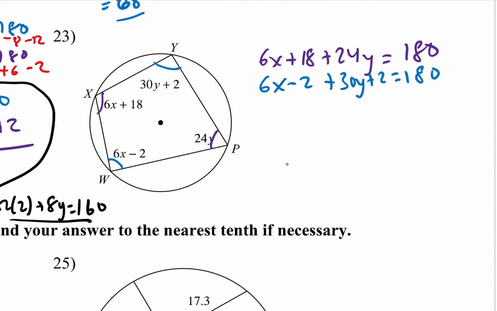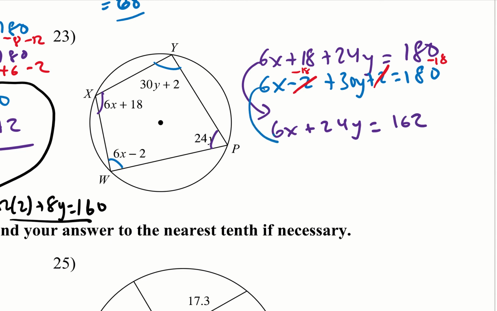So again, let's subtract this 18 over. And let's add this 2. And oh, well, plus 2 and minus 2 cancels out. So they really go away already. So we don't have to worry about that. Okay, so we got, bring this down. 6x plus 24y equals 162. 180 minus 18. And then bring this down. 6x plus 30y equals 180.